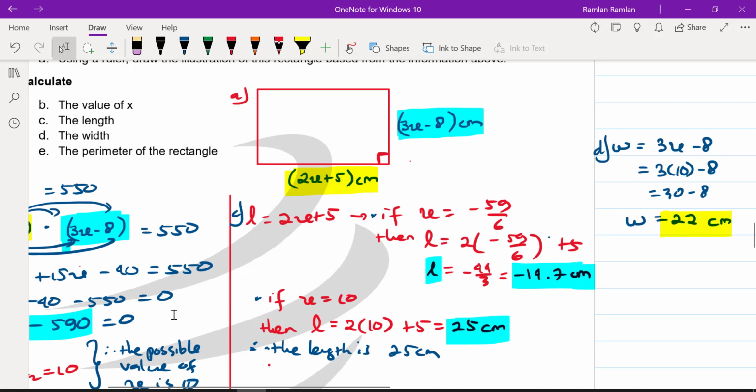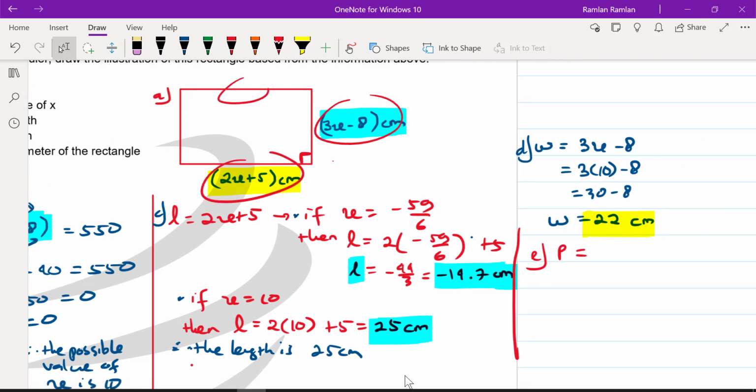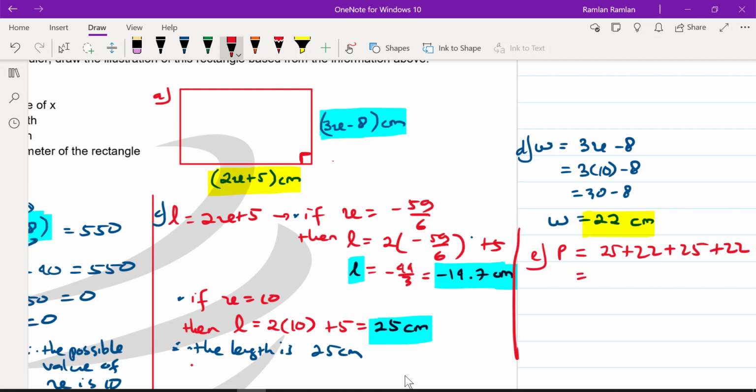Okay, so the last one is the perimeter of the rectangle, question E. Since we already know the length and the width, it's going to be pretty easy, right? Remember that perimeter is just adding all of the sides of this rectangle. We have the length, then the width, and the length again and the width again, so just add them together. I'm going to write down 25 plus 22 plus 25 plus 22. This plus this is 50, and 50 plus 44 equals 94, in centimeters.